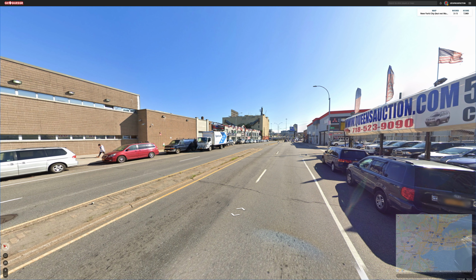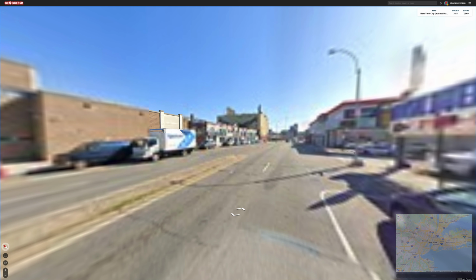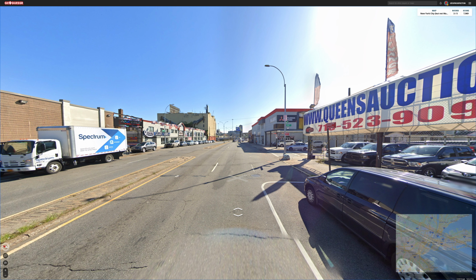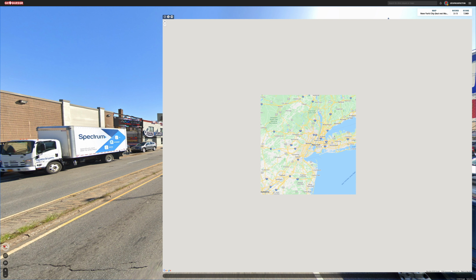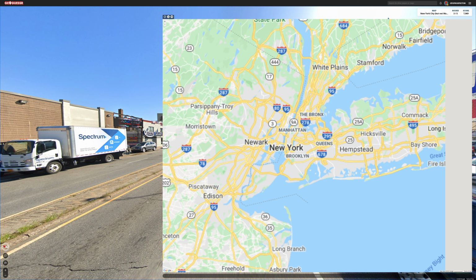So Queens Auction. That's good. Okay, so that helps us with that. Do some loading, please. And 134th Street. Is that a street? Yes, it is. Okay, so let's go into Queens. We've got the big map open now. Let's load this up. I think I know.